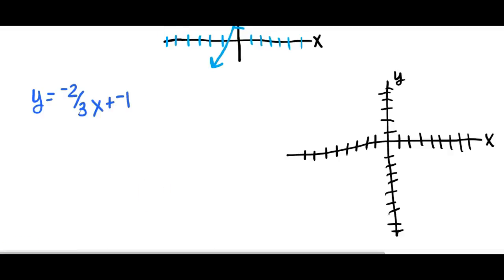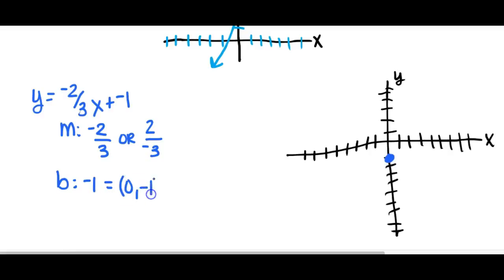So one of the things that I really like doing is listing it out. So m is my slope, and I know this is negative 2 over a positive 3, or I can change it if I need to, if I run out of graph, where it's a positive 2 over a negative 3. Now my y-intercept, my b value, is negative 1. So I'm going to start at negative 1 on the y-axis, and that's what I put in. So really, this is just the coordinate point 0, negative 1.